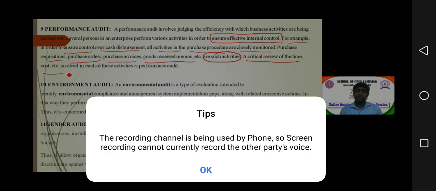So this is what we are able to understand from the perspective of performance audit, that when we are judging the efficiency of the business with respect to a certain sort of activity, a certain role or responsibility that is assigned by the organization to an employee for the purpose of producing goods and services.